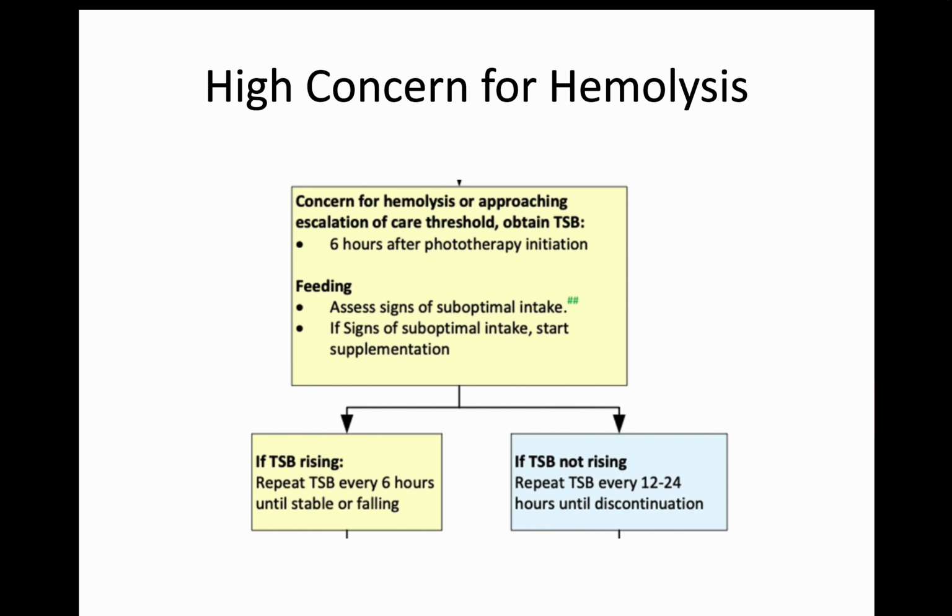If the TSB is rising, we will continue to repeat the TSB every 6 hours until it's stable or begins to trend downward. But if the TSB is not rising, we can go ahead and space out our checks to every 12 or 24 hours. And remember, because we're on phototherapy, we're only checking the serum level and not the transcutaneous level.